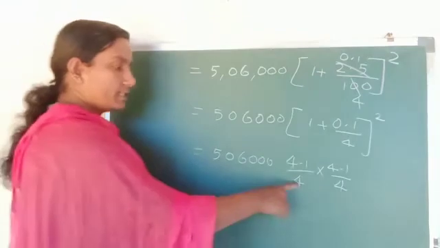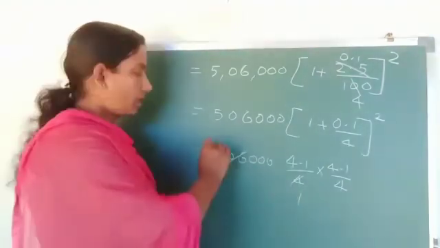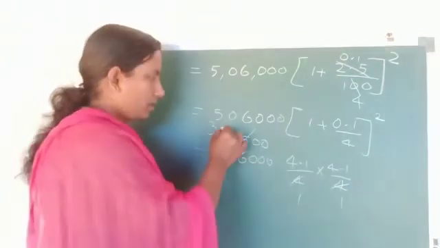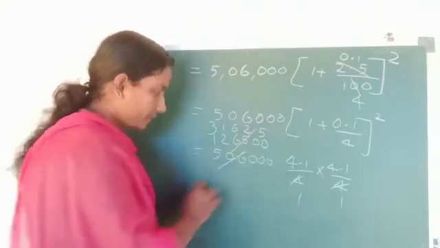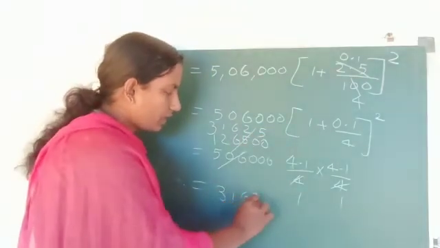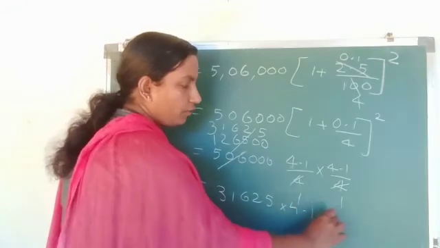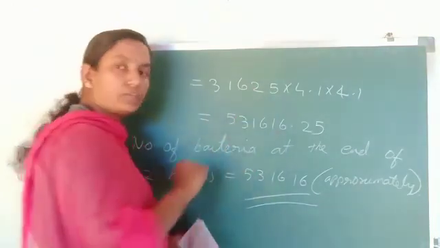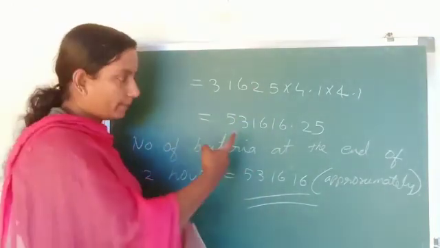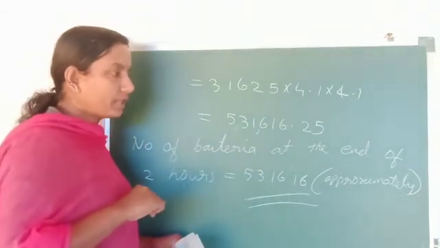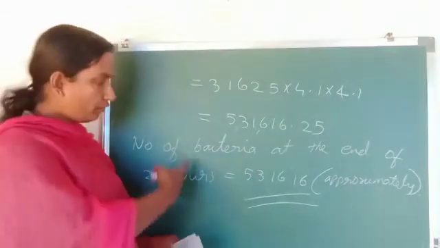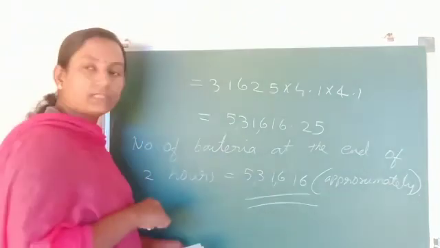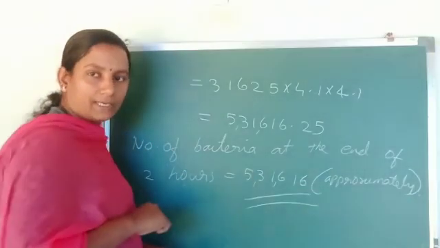So we can cancel the common factor 4. 4 into 1,26,500. Again common factor 4, 4 into 31,625. It is equal to 31,625 into 4.1 into 4.1. Find the product. It is 5,31,616.25. Therefore, the number of bacteria at the end of 2 hours is approximately 5,31,616.